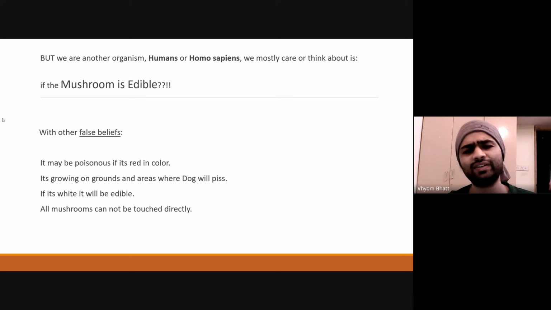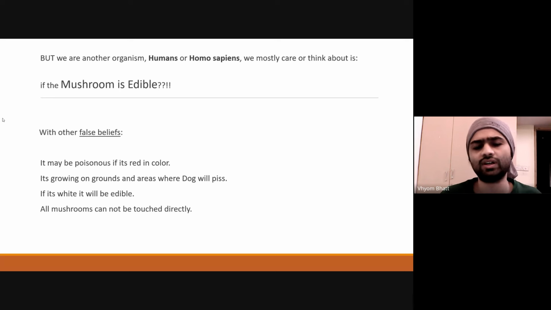Third thing is that if it is white, it is edible. Again, because we see the button mushroom in the market, it's not true that the button mushroom is white and hence it is edible. Colors cannot really tell you about the edibility of a mushroom. And one of the most, this was a discussion which we had in the Myco-Asia group also, where someone said that mushrooms cannot be touched directly. Well, that is not true.